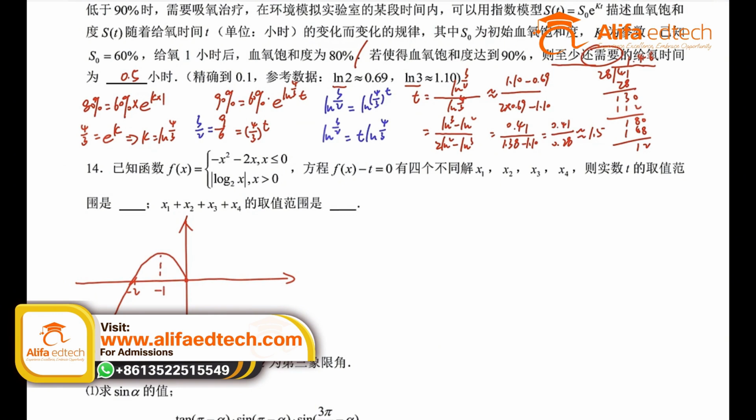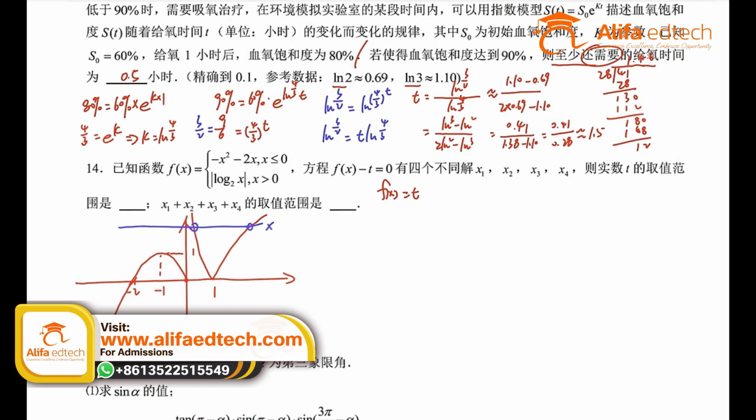So at -1, it reaches its maximum value, which happens to be 1. And on the right side, for the absolute value of log base 2 of x, we just use the rule from class: reflect the bottom part up, and we're done. This point is 1. Okay, now you tell me that f(x) minus t equals 0 has 4 different solutions. Essentially, this just means that f(x) equals t has 4 different solutions. This is equivalent to y equals f(x) and y equals t having 4 different intersection points.